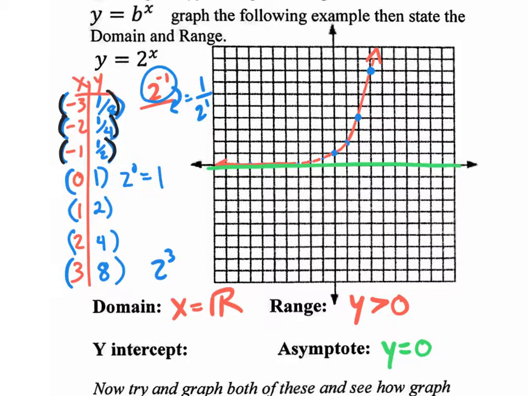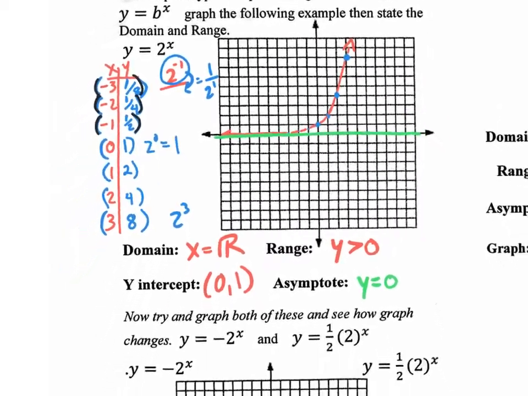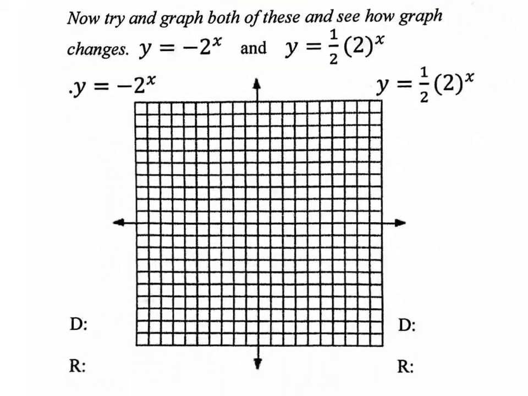Now the y-intercept, where does this red curve cross the y-axis? Right here. What is that location? 0, 1. So for the y-intercept, we put 0, 1. And that's really pretty much all that we could say about this exponential growth function. So let's practice by doing 2 more of these. Down here, I have y equals negative 2 to the x and y equals 1/2 times 2 to the x.